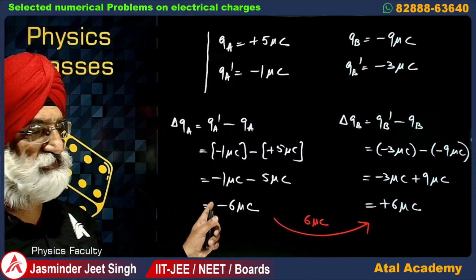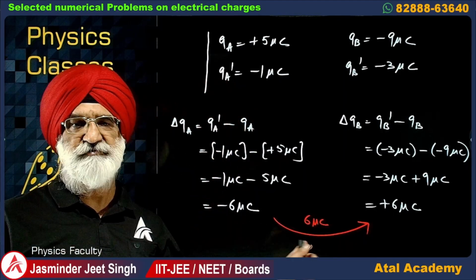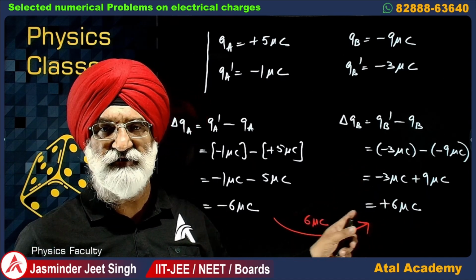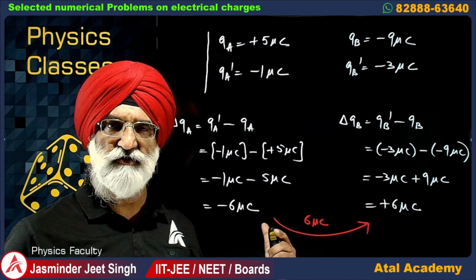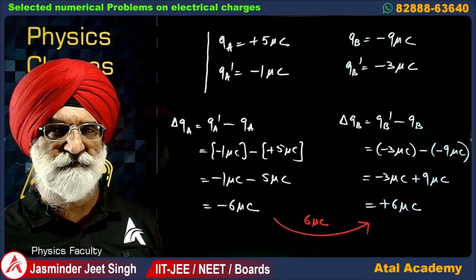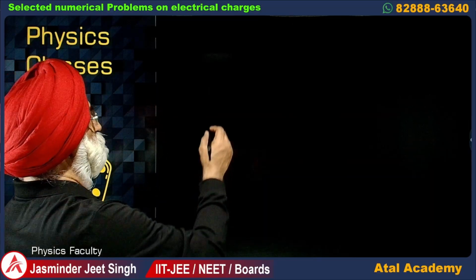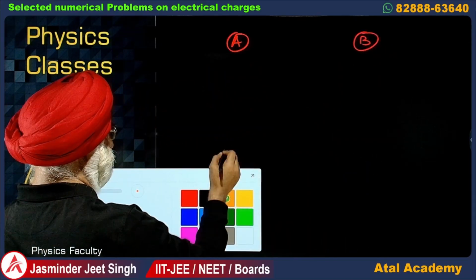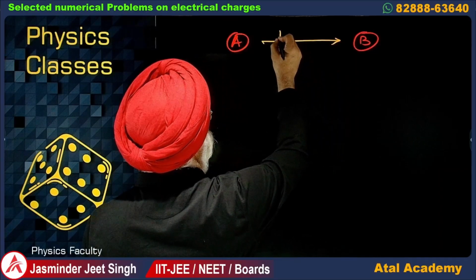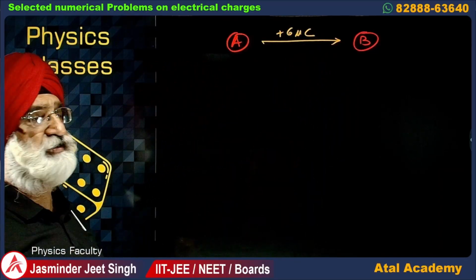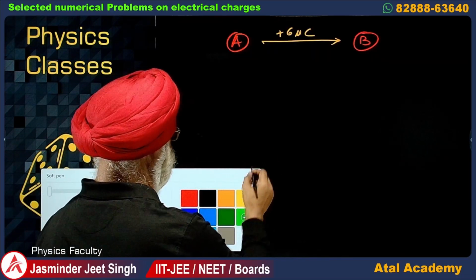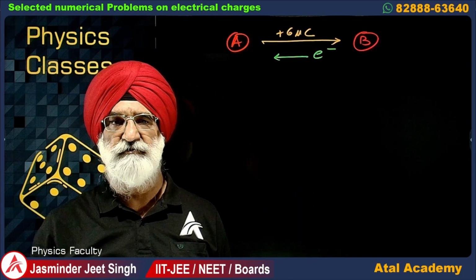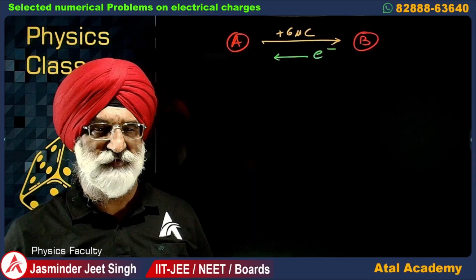Because 6 microcoulomb charge is decreased from conductor A, it means that 6 microcoulomb charge has moved out of conductor A. And 6 microcoulomb charge is added to conductor B, which means that 6 microcoulomb charge is taken from conductor A and given to conductor B. Now, since 6 microcoulomb of charge is taken from conductor A to conductor B, it means that electrons, which are negatively charged, will be going from conductor B to conductor A. And how many electrons will be going from conductor B to conductor A?